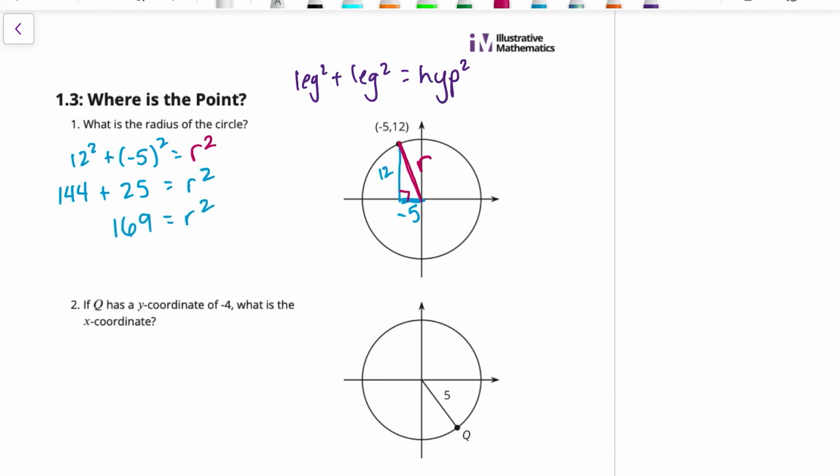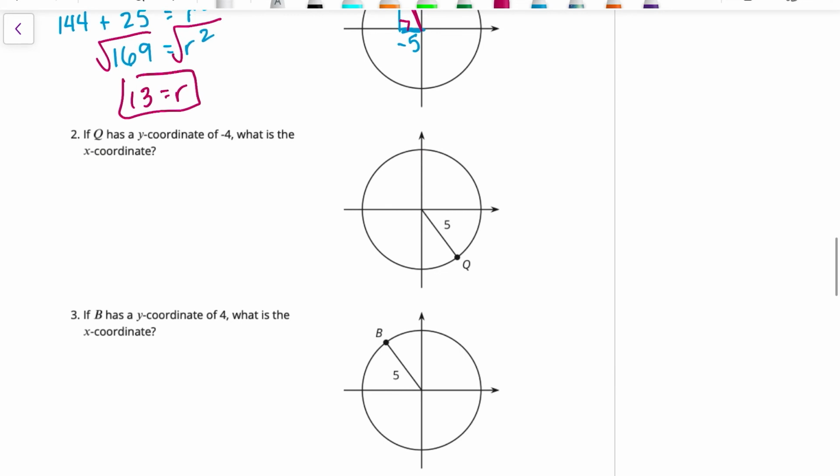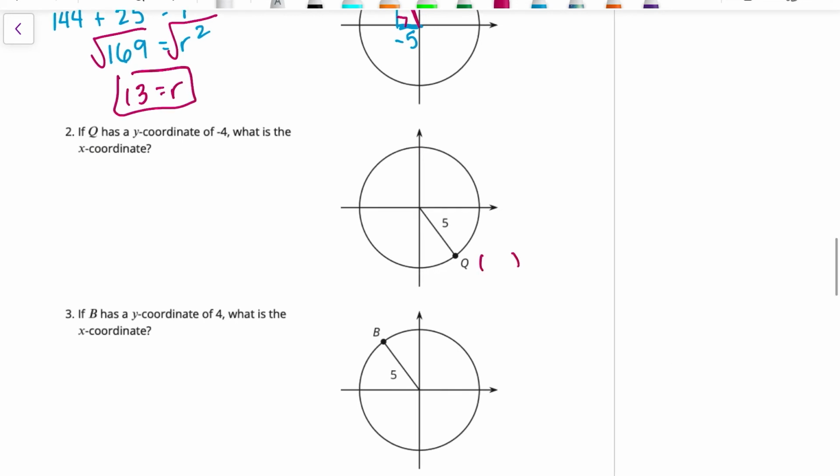Then we're going to take the square root of both sides. And normally we do plus or minus, but because we're talking about the length of the radius, we only want the positive. You can't have a negative length. So our radius is 13. All right, let's take a look at number 2. If Q has a y coordinate of -4, all right, so it's -4. Oh, I'm not doing a very good job of writing that. Let's try that again.